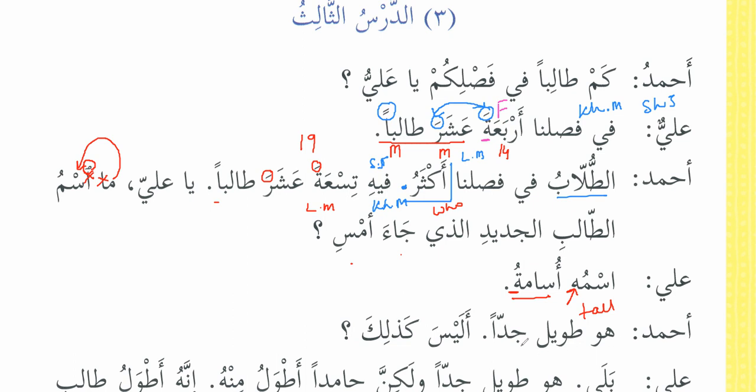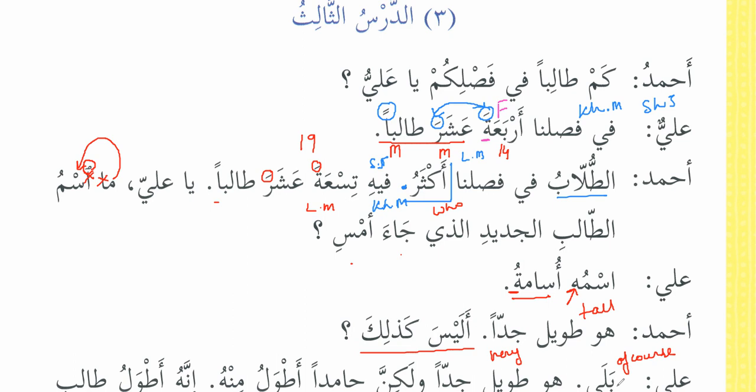Alaysa kazalik. So this is actually a structure meaning, isn't it like that? Kazalik, like that. Isn't it? Alaysa kazalik. So Ali says, Bala. Bala means of course. You want to confirm, you have to say Bala. Of course. And this Bala is used in Quran so many times.